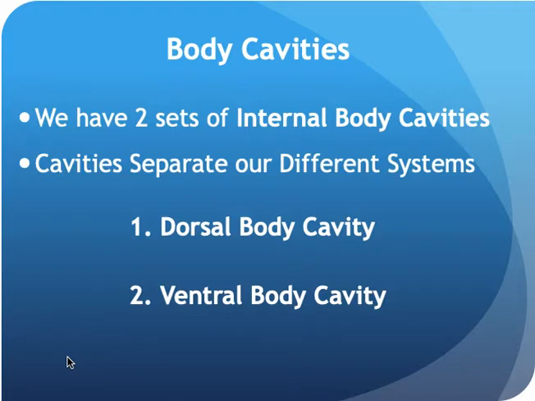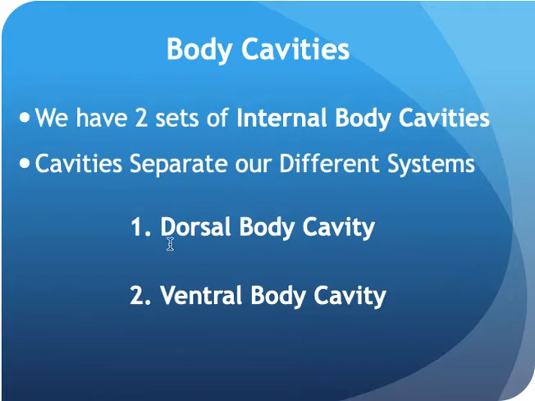So now we get to the last part of our chapter, okay, and these are going to be our body cavities. So we have two sets of internal body cavities. The cavities are going to separate our different systems, and again, this is so that if one system is having a problem, it doesn't destroy or affect the way another system is functioning. So this is a very important way that our body keeps us safe and as healthy as possible.